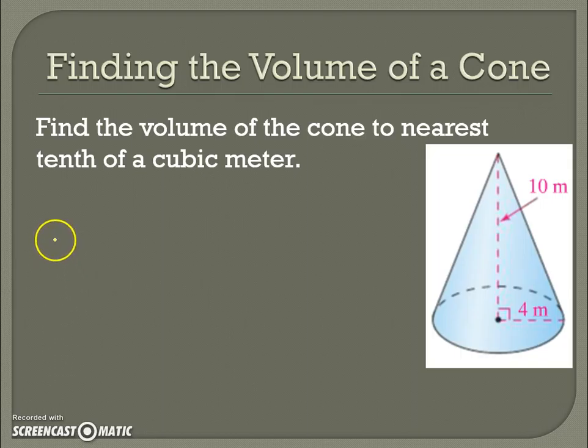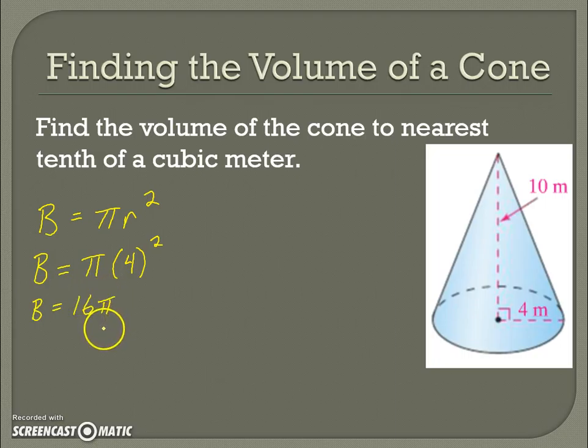The first thing that we have to do is find the area of the base, which is the area of a circle in this case, pi r squared. My r is 4, so my radius is right there. So the base, capital B, is equal to pi times 4 squared, which is 16 pi. I'm going to leave it at 16 pi for just a second.